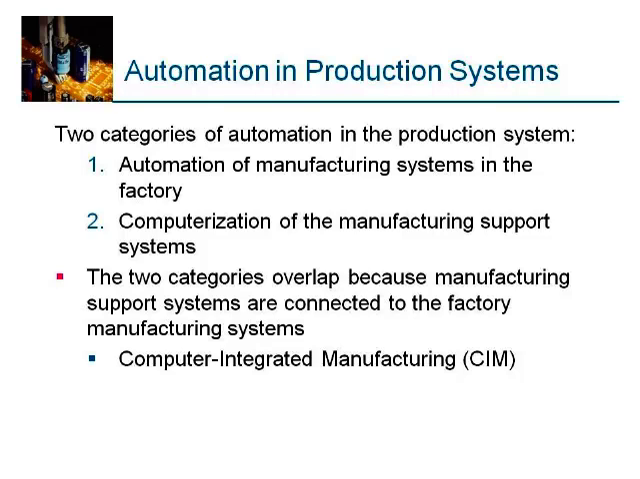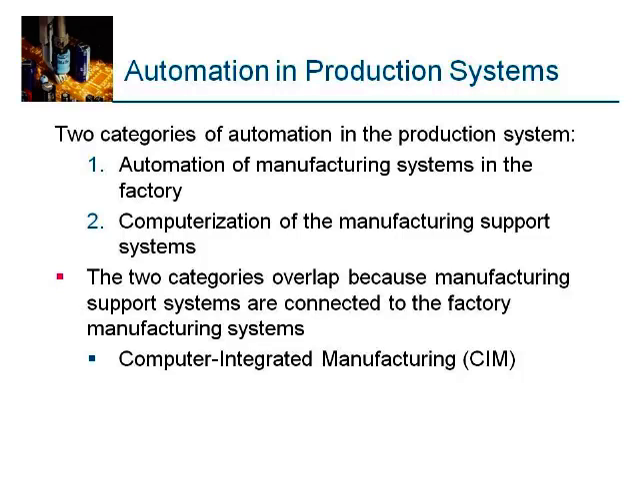Automation has been adopted in production systems to make them easy to manage without human intervention. Two categories of automation in production systems are popular. One is automation of manufacturing systems in the factory. The second is computerization of manufacturing support systems. The two categories overlap because manufacturing support systems are well connected to the factory management systems.